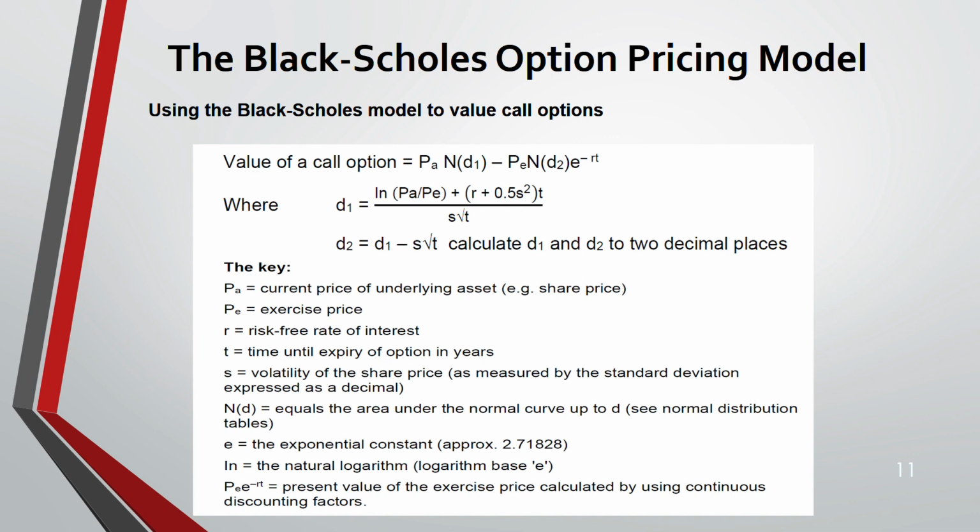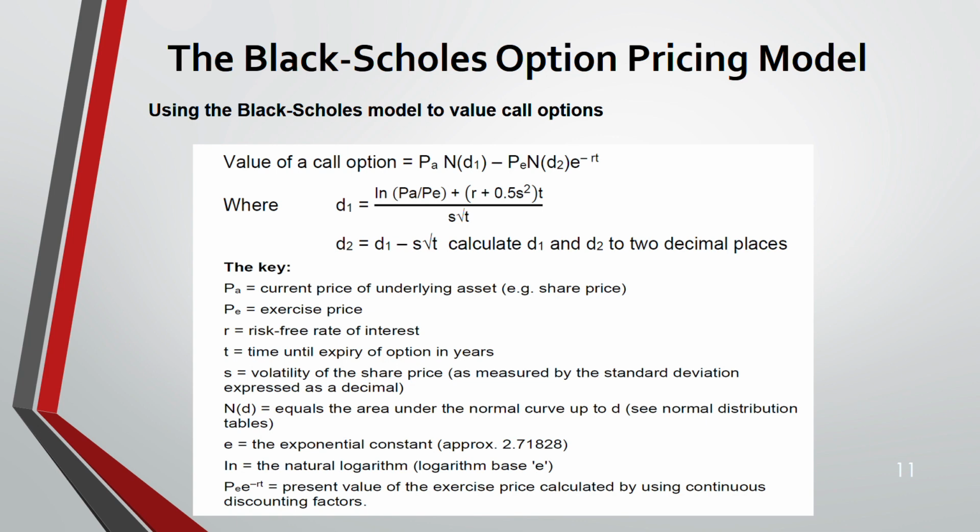Now we'll understand what each variable stands for. Even if you don't understand this much also, don't worry, we have a question coming up. PA is your share price. This will be given to you. That is the current price of your underlying asset. PE is your exercise price. This also will be given to you in the exam. r is the risk-free rate of interest, will be given to you. Time is the time until expiry of the option, and usually they give it in years, 5 years, 6 years, 2 years, not that long also, but 1 year, 2 years, like that. You have to take it in decimal. I will show you, don't worry.